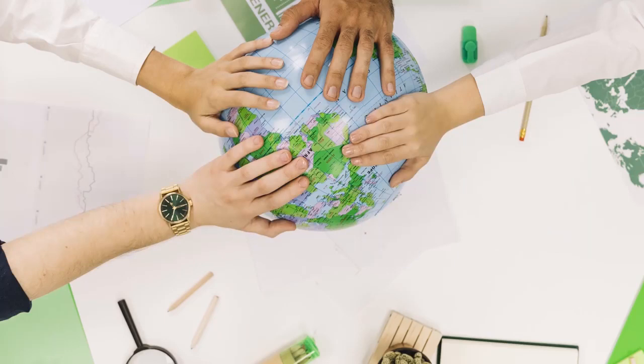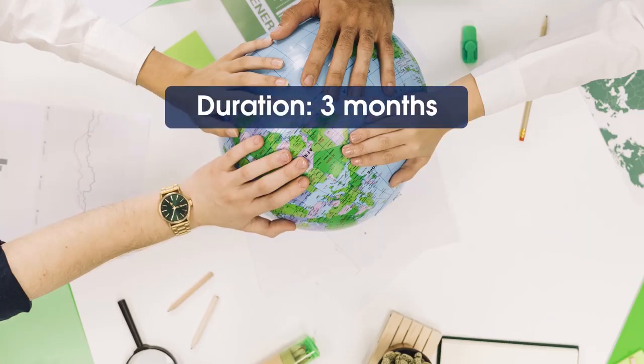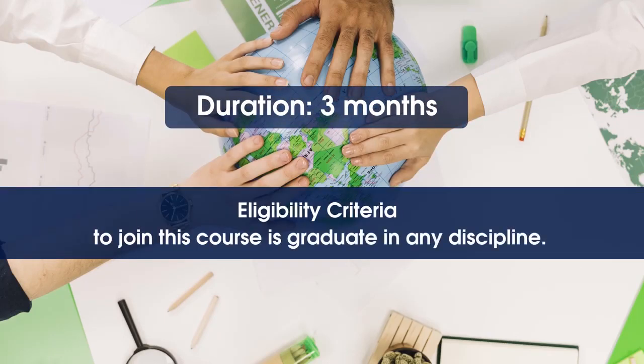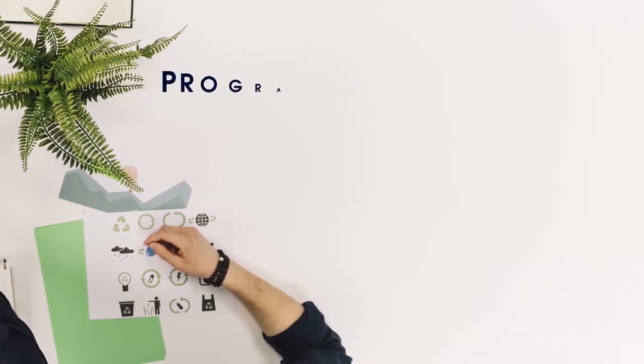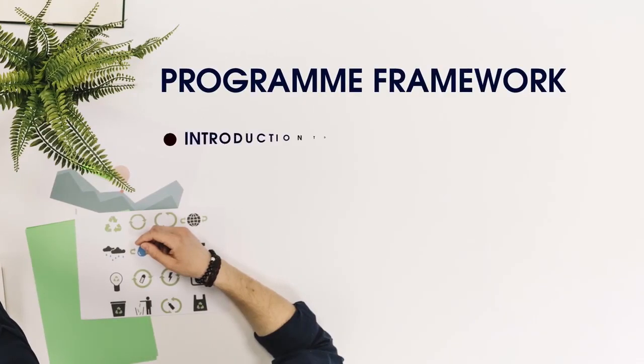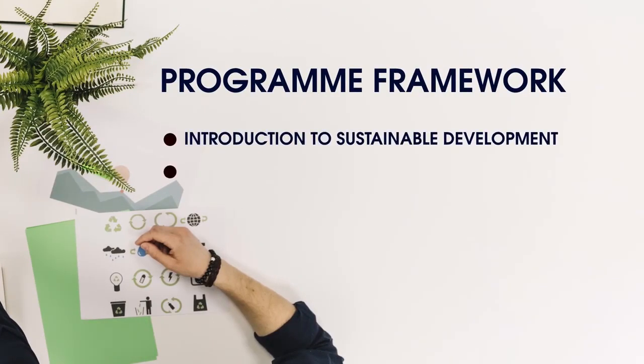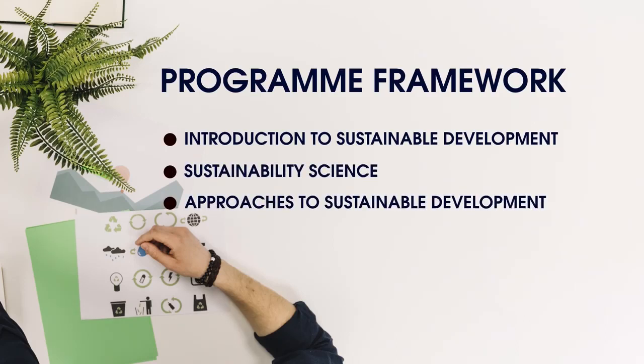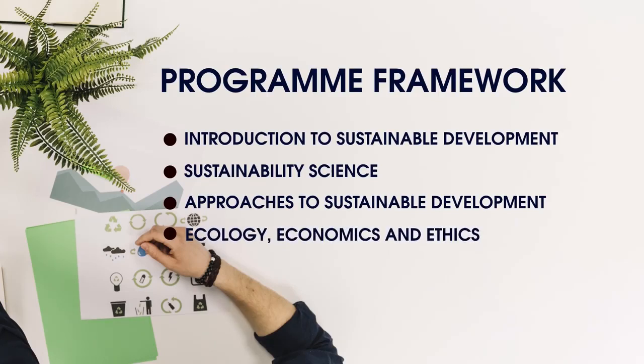The program duration is 3 months. The eligibility criterion to join this course is graduation in any discipline. The basic framework of this course has 4 blocks. The first block talks about introduction to sustainable development. The second block is on sustainability science. The third block is approaches to sustainable development. The fourth block is on ecology, economics, and ethics.